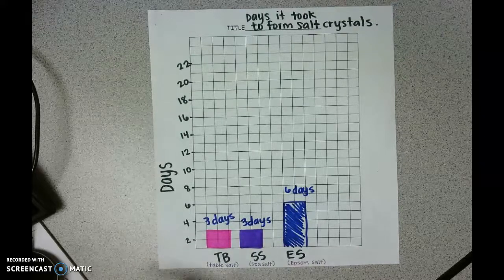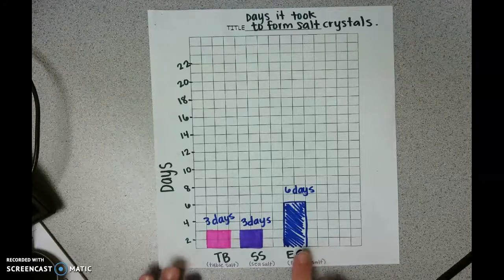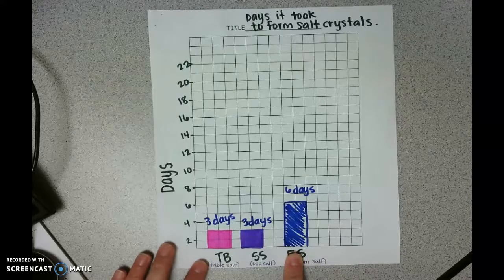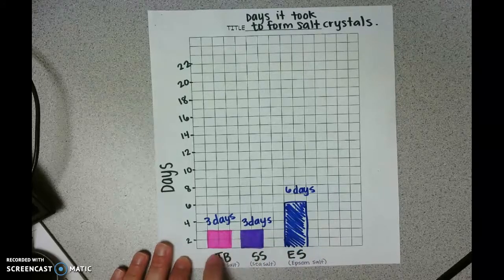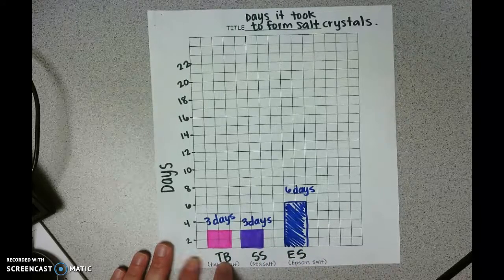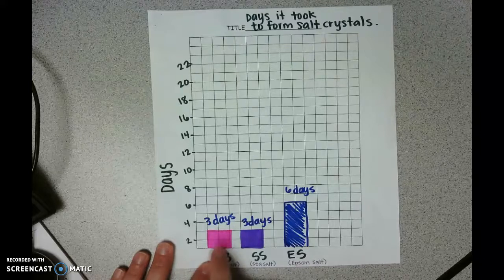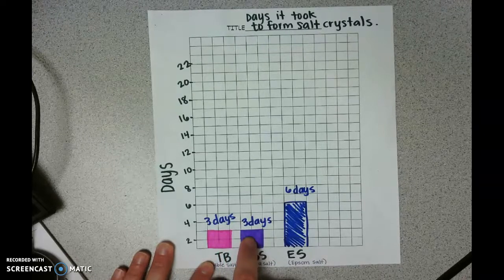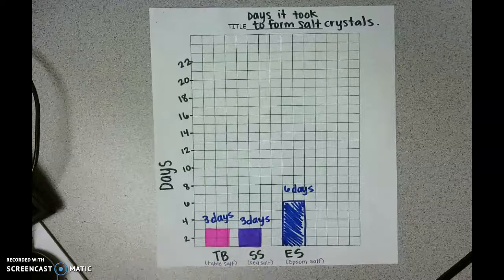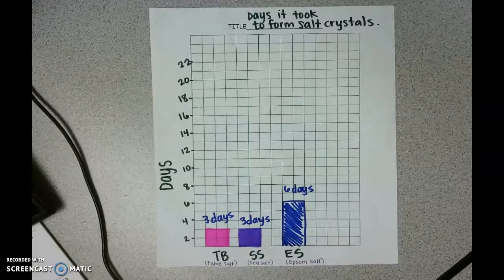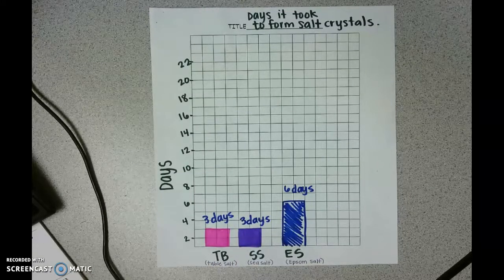So was your hypothesis right? So, for instance, my hypothesis was not correct. I thought Epsom salt would form salt crystals first, but to be honest, it was the table salt that formed crystals first. This started showing before the sea salt because the sea salt was so fine. So that is how you would graph your data.